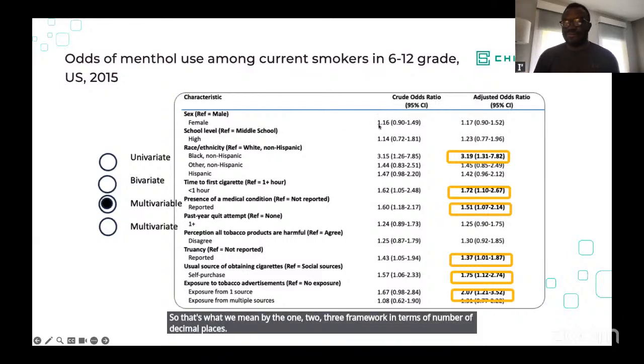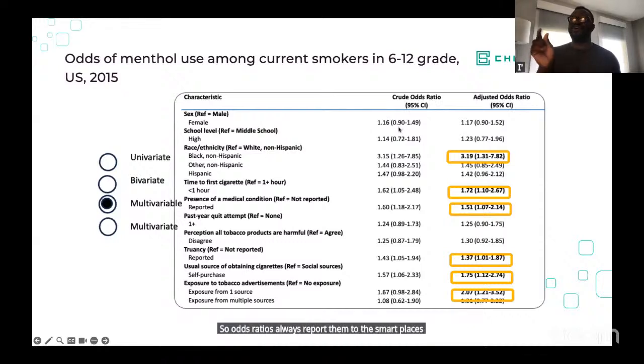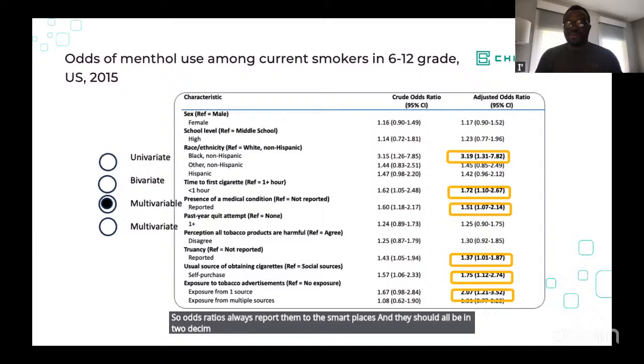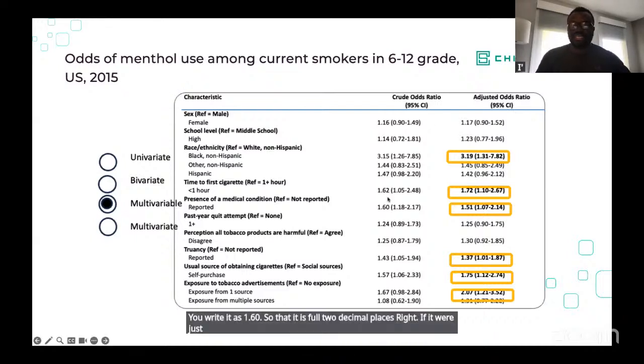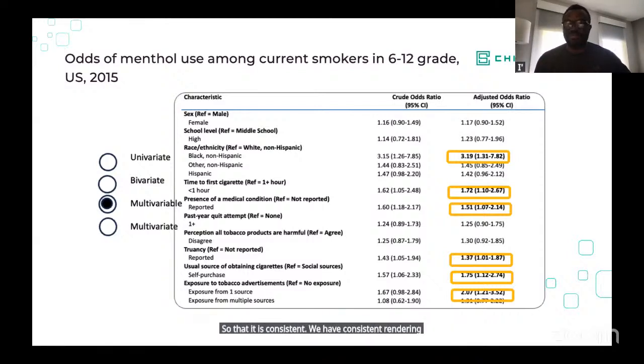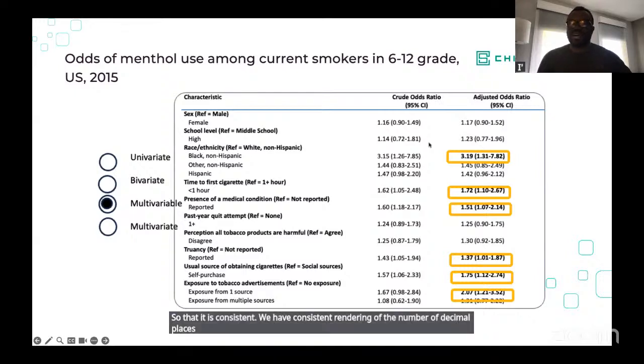So odds ratios are always reported to 2 decimal places, and they should all be in 2 decimal places. If you have 1.6, it is not enough to just say 1.6. You should write it as 1.60 so that it is the full 2 decimal places. If it were just 1, we won't write it as 1, we'll write it as 1.00 so that we have consistent rendering of the number of decimal places. That is for consistency, so that it's very clear to read your work and to interpret it.